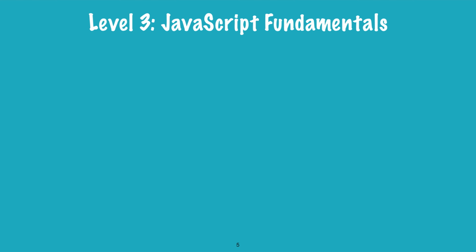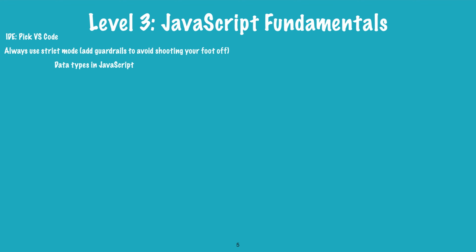This is what I like to refer to as the JavaScript fundamentals. So at this point, you want to pick an IDE, and you should pick VS Code and stick with VS Code. So when you get to this level, this is what you need to focus on. You always want to use strict mode, right? This just adds more guardrails to avoid shooting yourself in the foot. Next, you want to learn about data types in JavaScript, right? You want to learn about primitives, and here I listed a few: null, string, and number, and everything else you can consider non-primitives. So these would be arrays, objects, and functions.